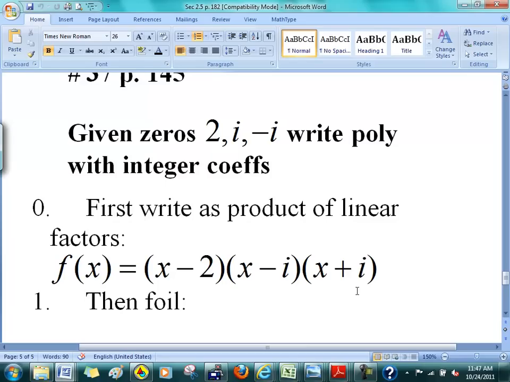Everybody see where you get x minus 2 from? Because 2 is a root. x minus i because i is a root. And x plus i because minus i is a root. And the way you want to foil, let me just suggest to you, is to multiply the last two factors first. Multiply the complex ones first, because that way guaranteed there will be no complex numbers. It will be a real factor.